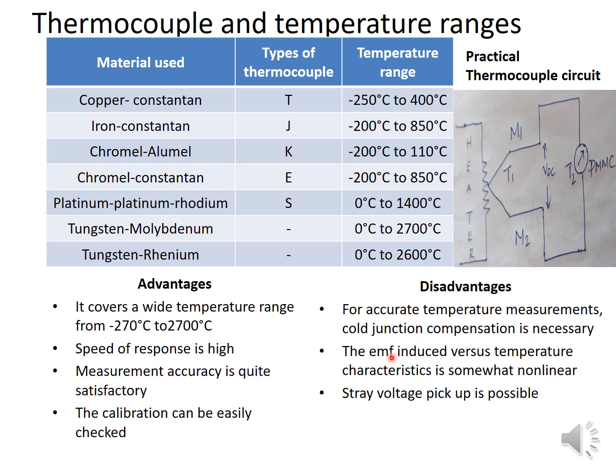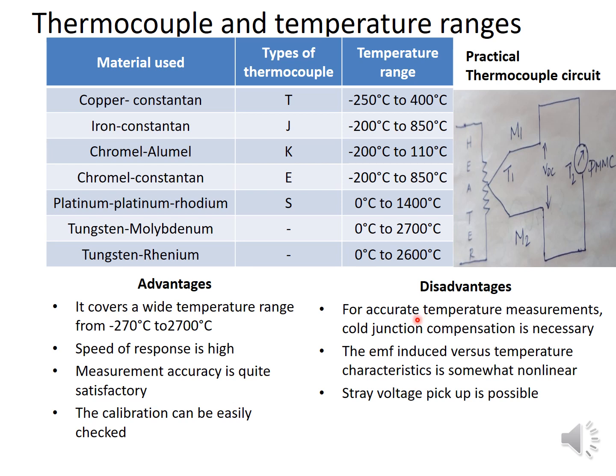The major drawback is that the temperature characteristics corresponding to EMF are not linear. If we draw the characteristic between EMF and temperature, it is not a linear one. So if temperature varies, we sometimes do not get the corresponding EMF. That is a major drawback. Also, we have to maintain two different temperatures.